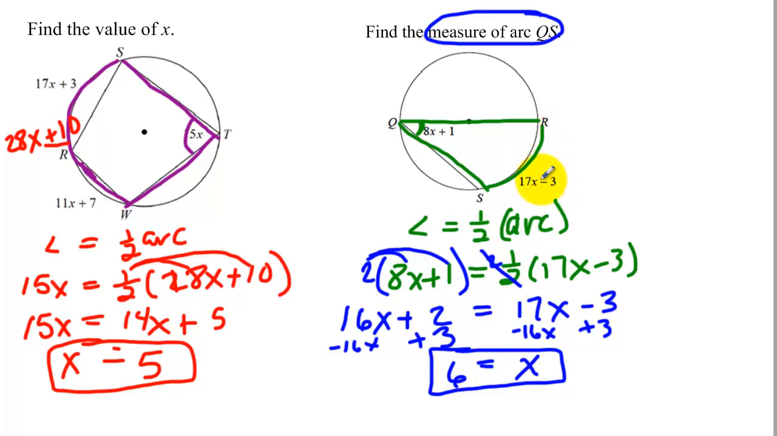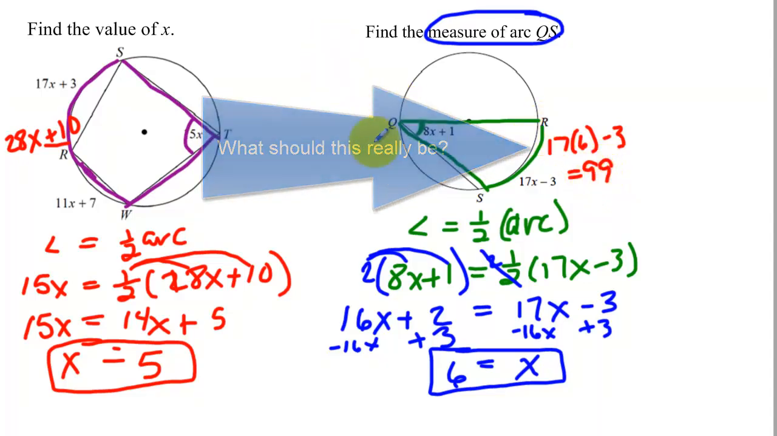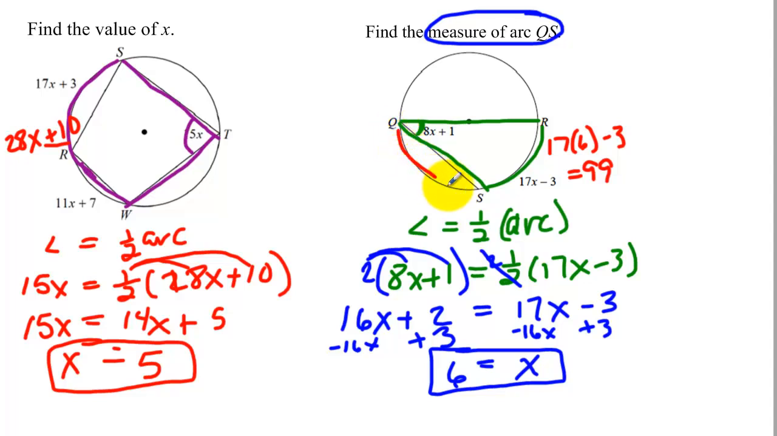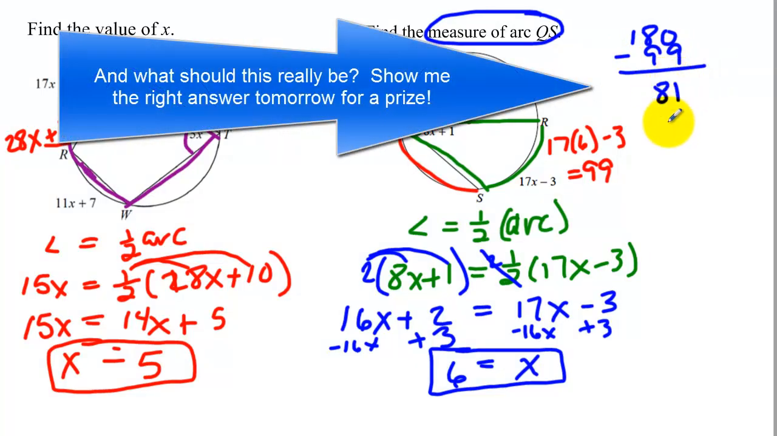Okay, you know how to do this. We're going to substitute our 6 in for that x. So we want 17 times 6 minus 3. What is that? That's a whopping 99. That is still not the question we're supposed to be answering, though. We need this segment right here. How do we get this? Do you see the semicircle I'm seeing? That was a diameter, so semicircle. Our final step is going to be we need to simply take 180, our semicircle measure, and subtract our 99. And so we get 81 degrees for that measure.